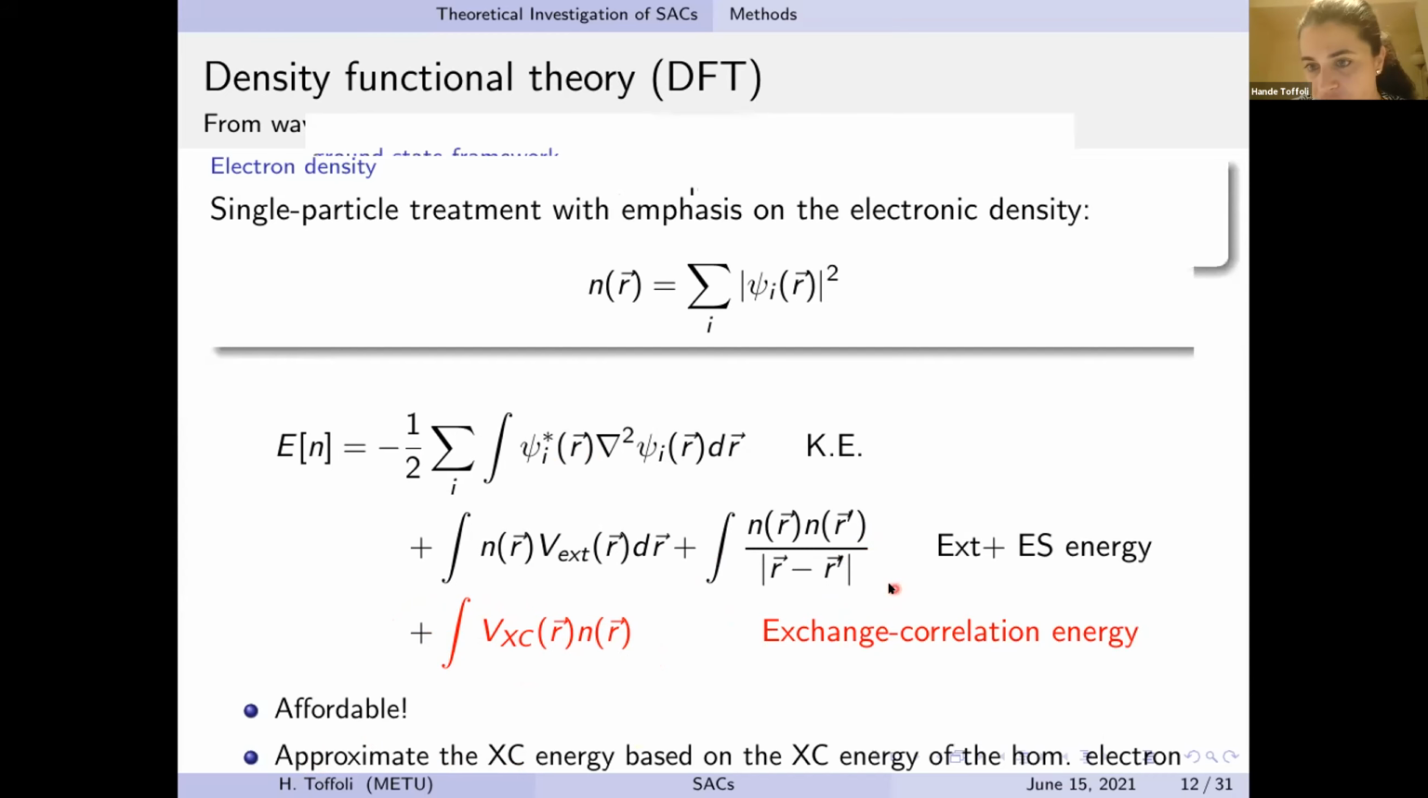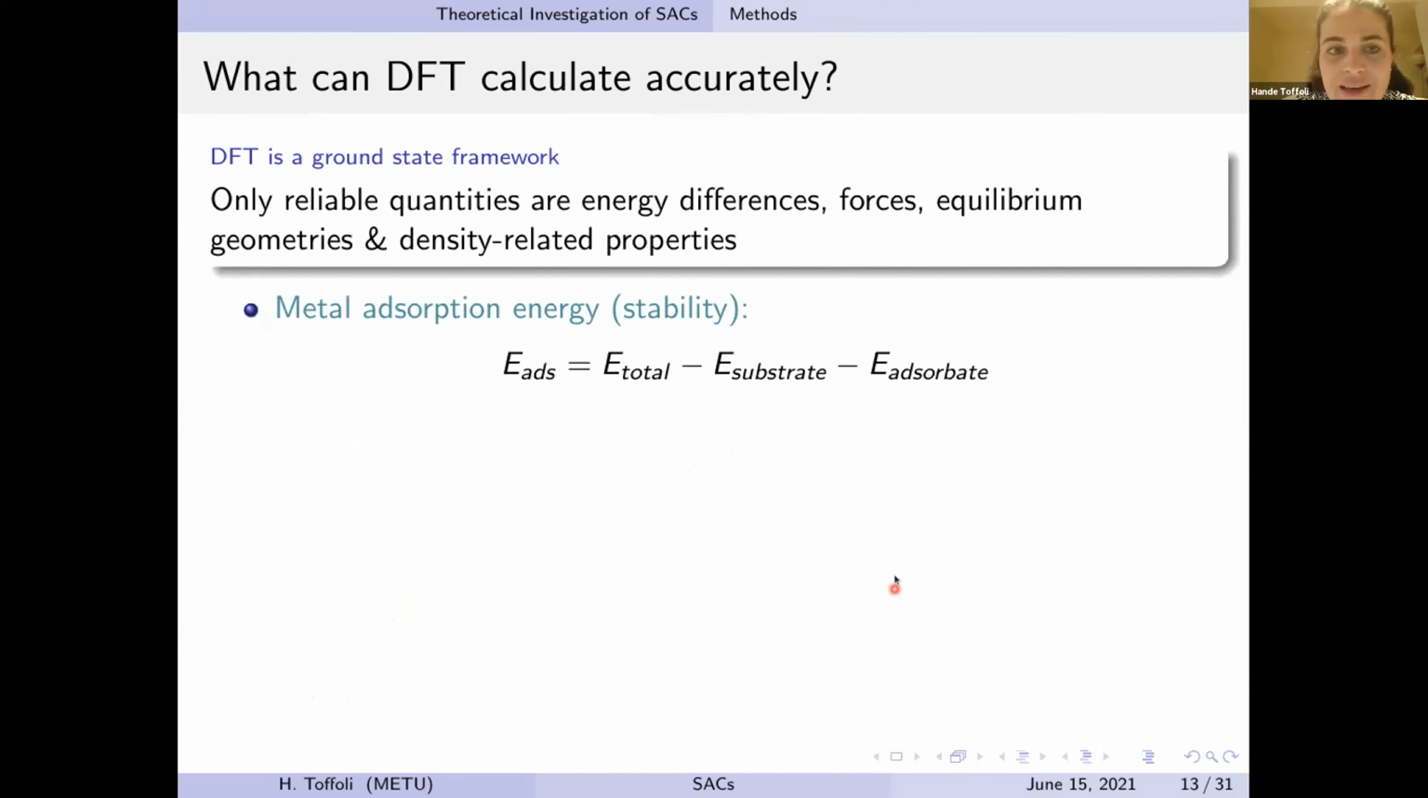Okay, so this is all I will mention about the background. So what can we calculate? Of course, if you sacrifice the wave function, you sacrifice a lot from what you can know. And of course, this results in DFT being only a ground state framework. So the only reliable quantities, we extend this a little bit, but really the real reliable quantities are total energy differences at the ground state of systems, forces, equilibrium geometries, density related properties, and anything that you can derive from these properties.